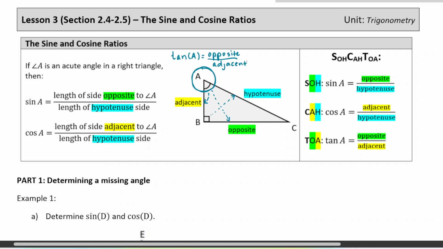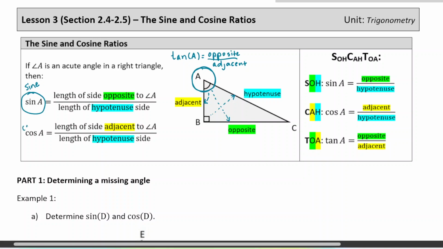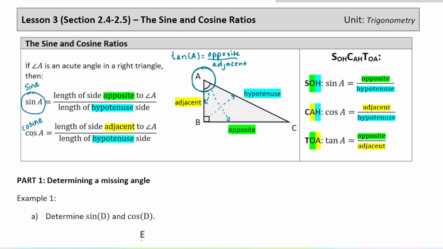Now we're going to add two new ratios to the mix. First is sine of A. If you spell it out, it's S-I-N-E, but S-I-N for short, and it's opposite over hypotenuse. And then cosine. If you spell it out, it's cosine like this, but we do C-O-S for short. So the cosine ratio is the adjacent side divided by the hypotenuse. So we can use any of these three ratios, tangent, sine, or cosine, to determine a missing length or an angle, and it depends on which side lengths we're given.